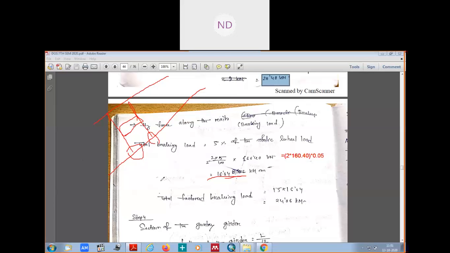So these were all the load calculations. First of all we calculated the maximum wheel loads, then the maximum bending moment, and the maximum shear force. We also calculated the different types of loads which are acting, like the surge load, then the braking load, and the vertical loads.